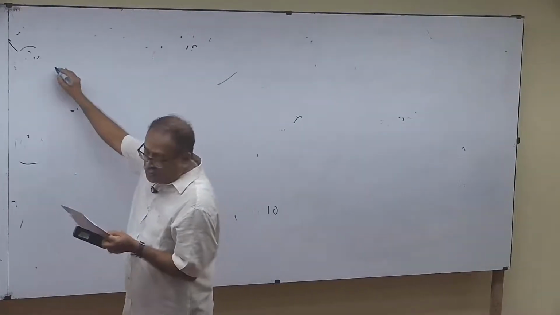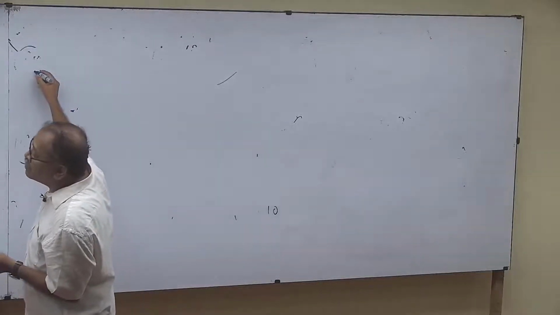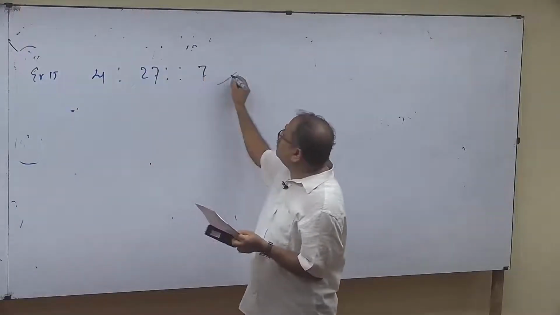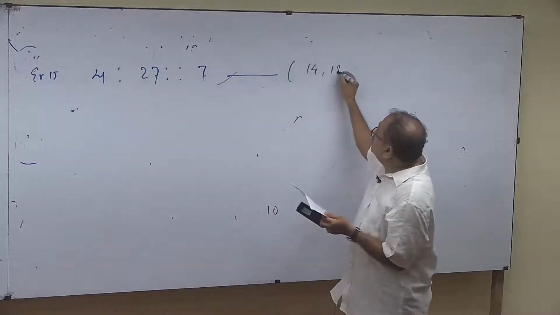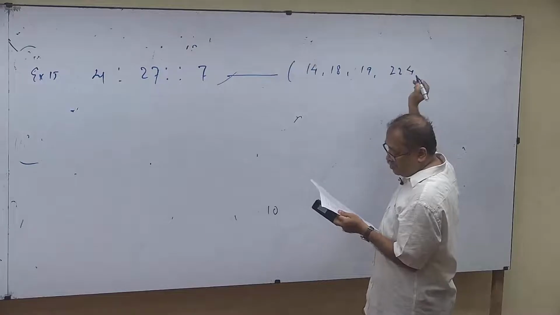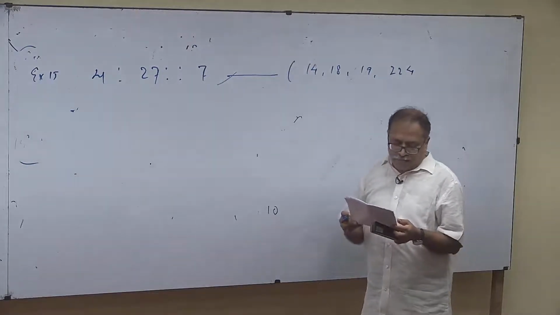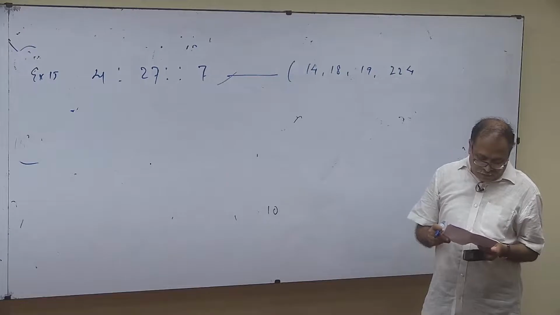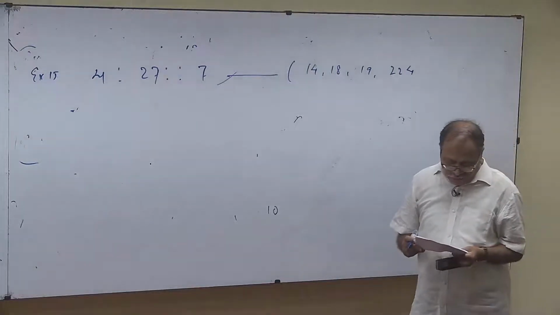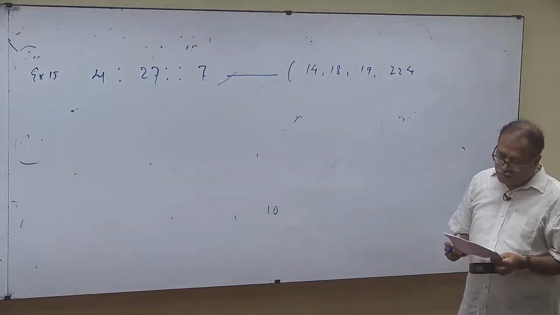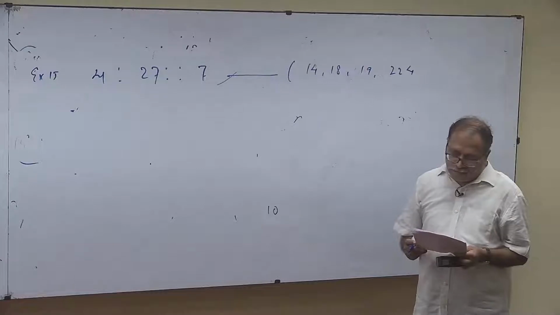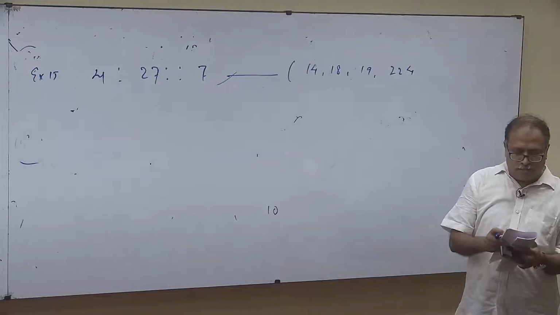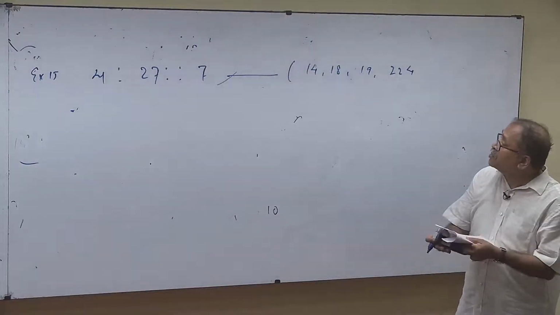Questions are basically easy in nature. That is question number example 14, then example 15, which is 4 if written as 27, then 7 will be written as 14, 18, 19, 224. Is there any problem?